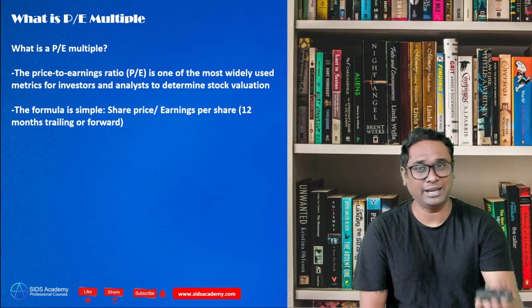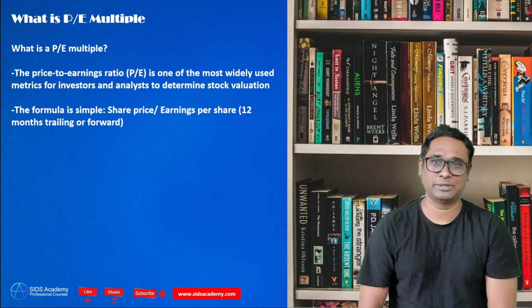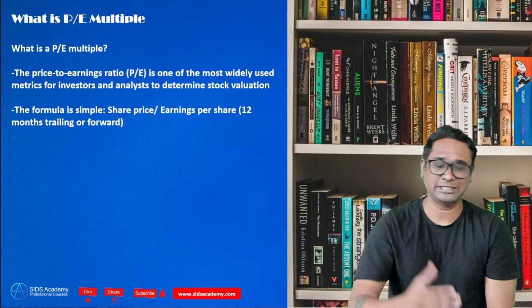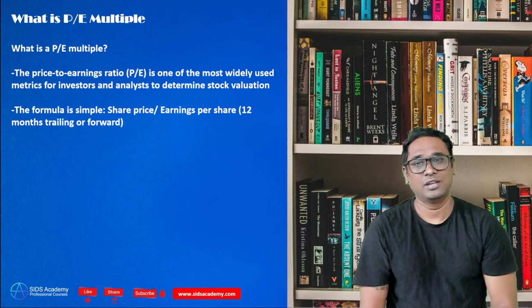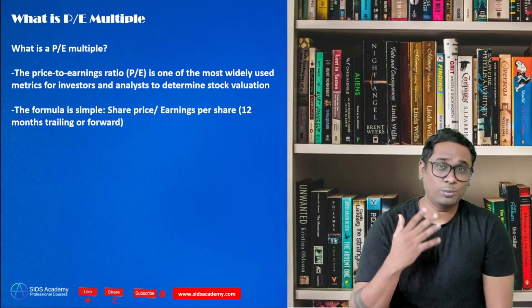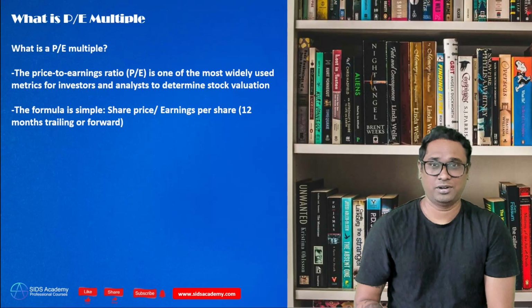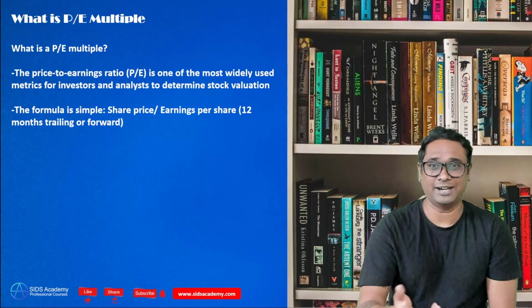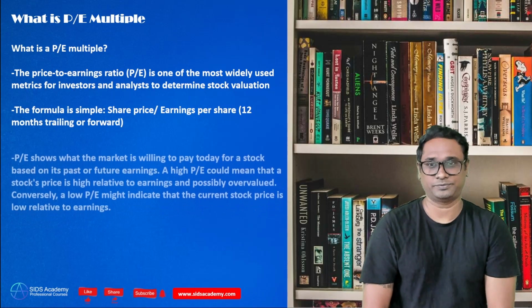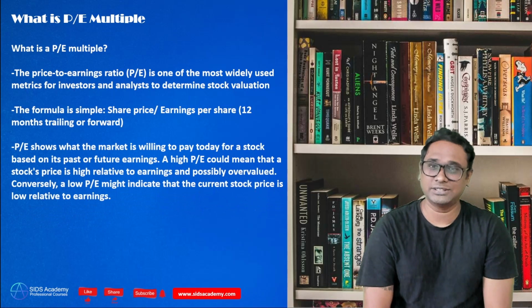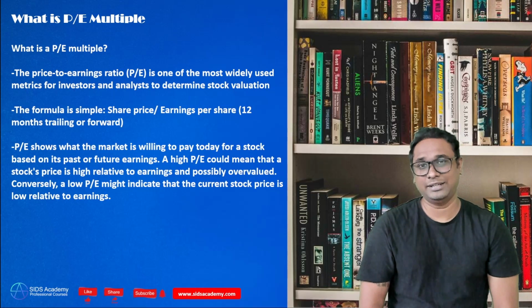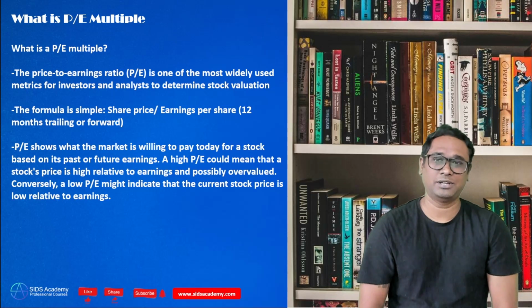Earnings per share could be trailing 12 months, that is last 4 quarters earnings per share, or the forward earnings per share, that is in the coming years what could be the expected earnings per share for the 12 months. So the formula is very self-explanatory, share price divided by the earnings per share. That is how much the company is being paid versus the earnings that it is currently making for the shareholders. So PE shows what a market is willing to pay today for a stock based on its past or future earnings.